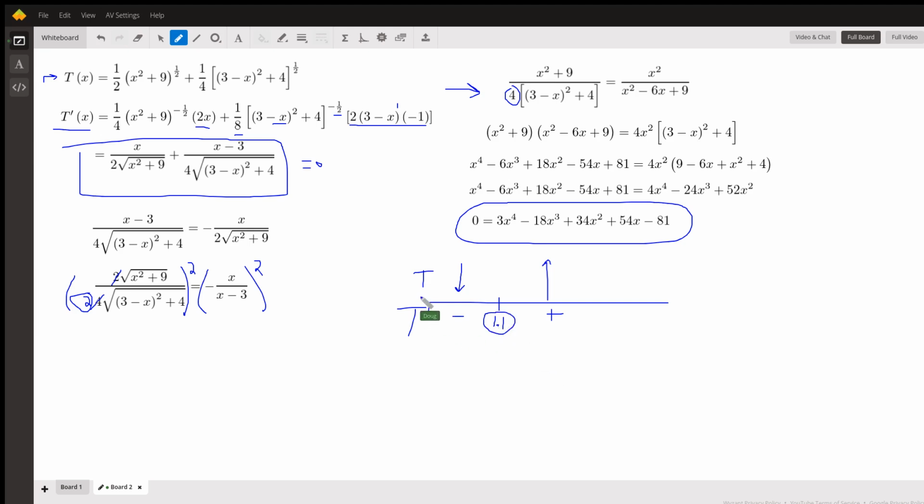And then you would test the endpoints. If he doesn't leave the shore at all, or if he rowed directly from this point out to there and then up to there, those might generate absolute mins or maxes, but they're not as small as if he rowed to this 1.1 distance.